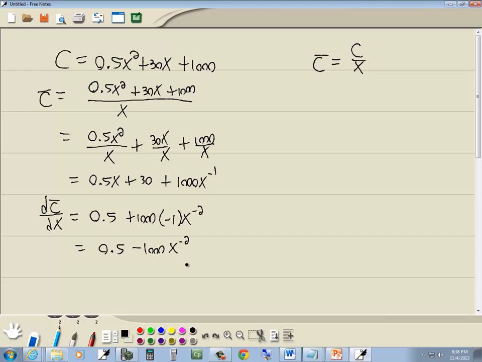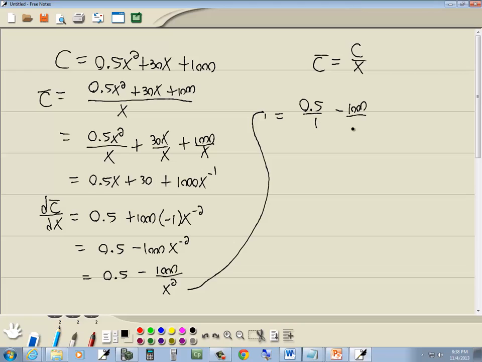Now we want to rewrite this a little bit. We'll take that x to the negative 2 back down to the denominator, so it becomes x to the positive 2. Now this 0.5 we can put over 1.